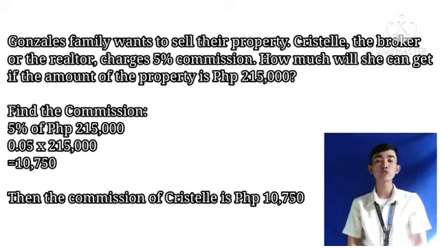We're looking for the commission. We have 5% of 215,000 pesos is equal to C. To convert 5% into decimal, 0.05 times 215,000 equals C. Then we got 10,750 for the commission. So the commission of Cristel is 10,750 pesos.